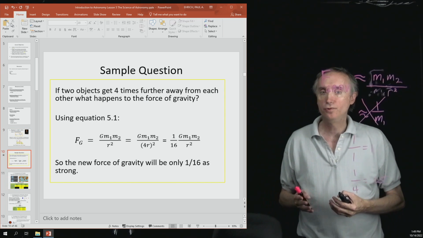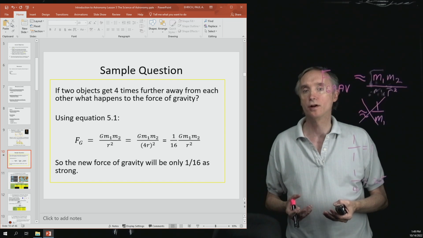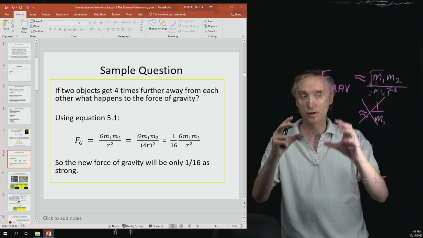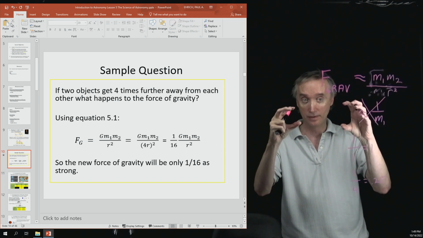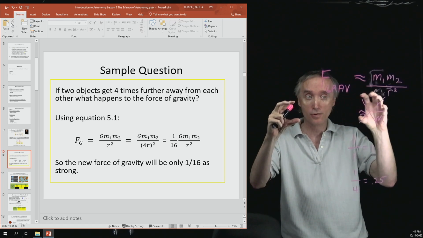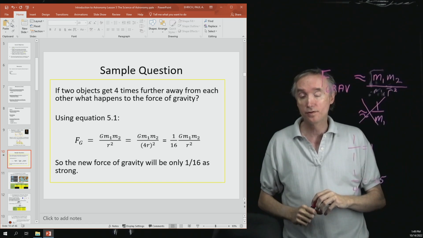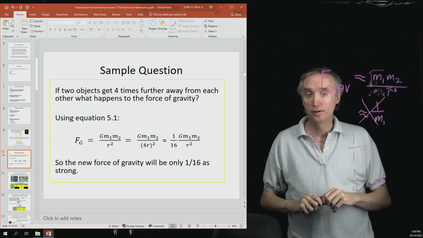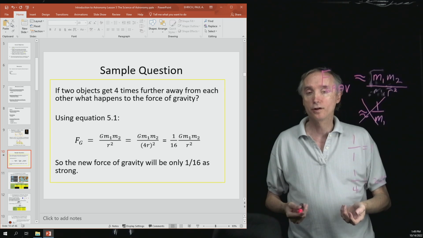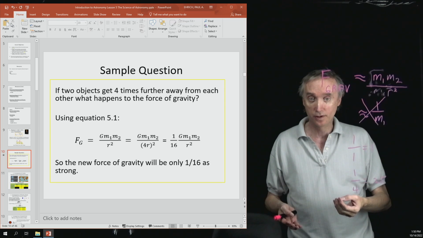So you've got these 2 objects. If 2 objects get 4 times further away from each other, what happens to the force of gravity? The 2 objects start out like this, and they have a certain force, and now they're going to be 4 times further away from each other. What's the new force of gravity? Instead of r, we're going to put 4r, so 4 times the distance.